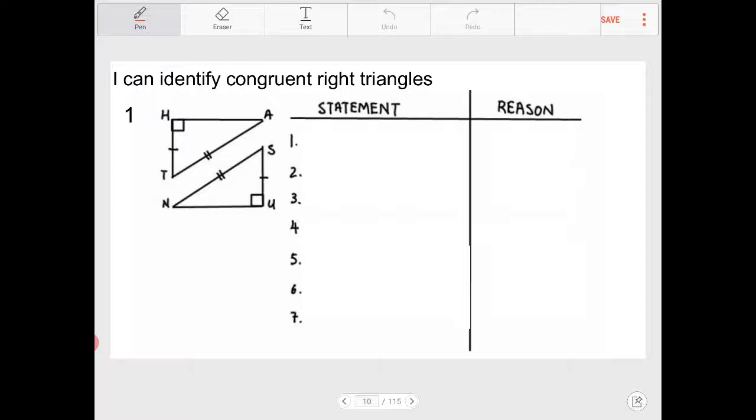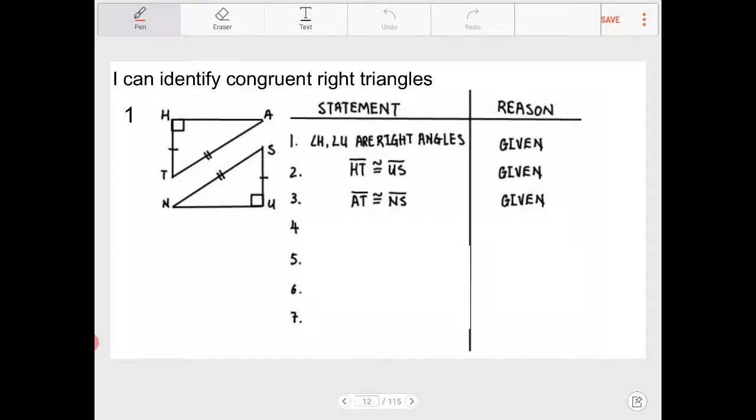After having thought through this, you should have written down all the givens, which are that angle H and angle U are right angles. You also know that HT is congruent to US and that AT is congruent to NS. So wait a minute. There is a declaration in this proof that we have right angles, thereby making both triangles right triangles. All right, so that's a step in the right direction for us to use hypotenuse leg.